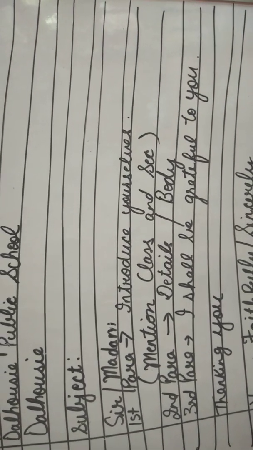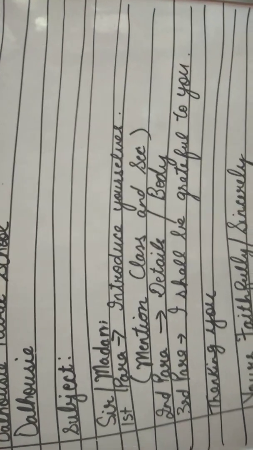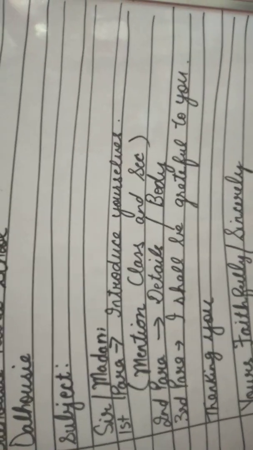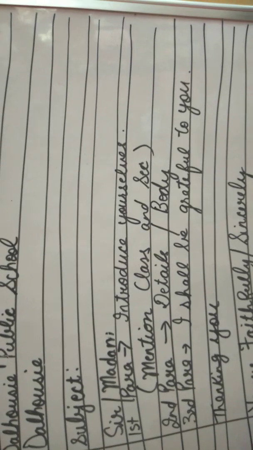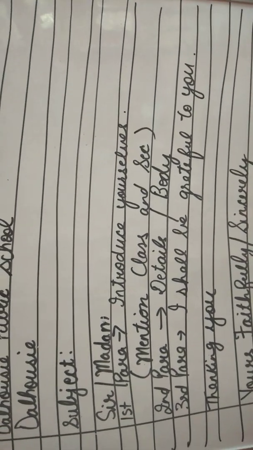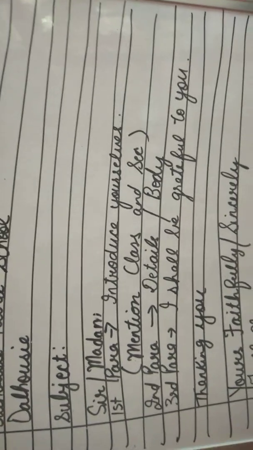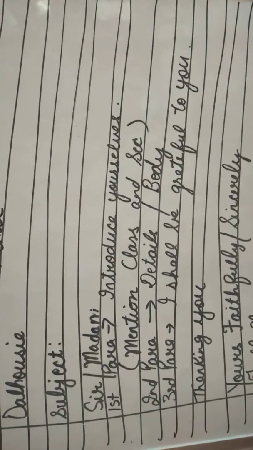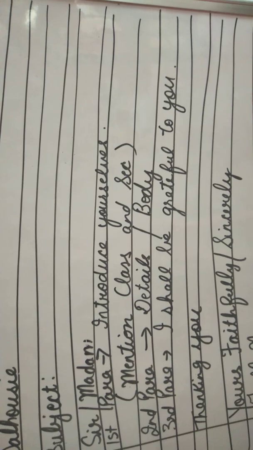You have to write your name, of course your class and section. Then in the second paragraph you have to write the details of your problem or of the complaint that you have to talk about. Whatever the reason is, all the details will come in the second. And the third para is not a para, actually it is just one line, like I shall be grateful to you.